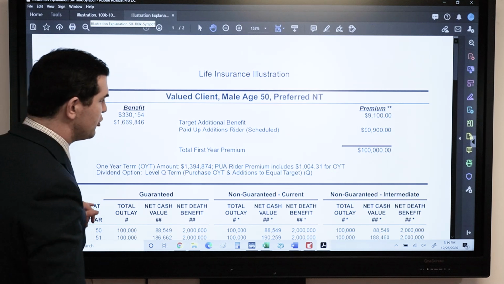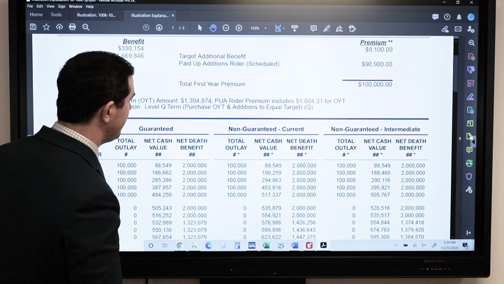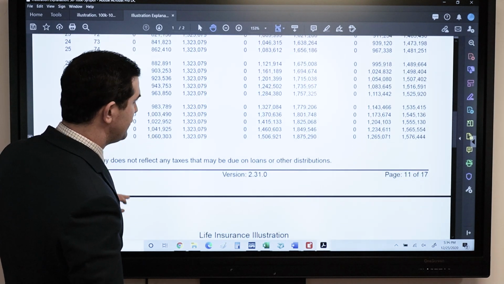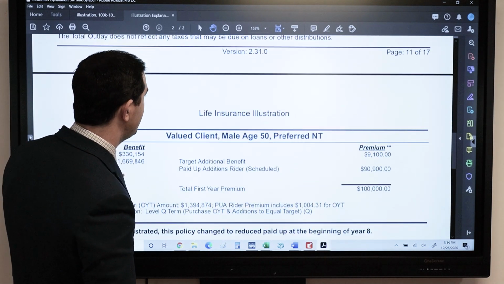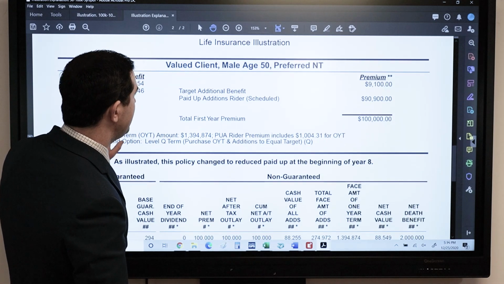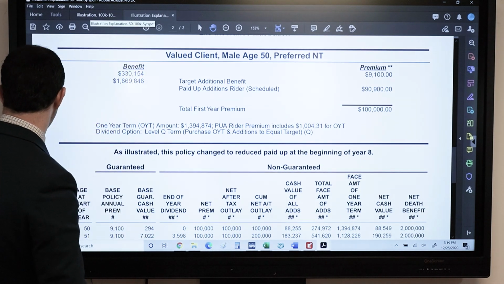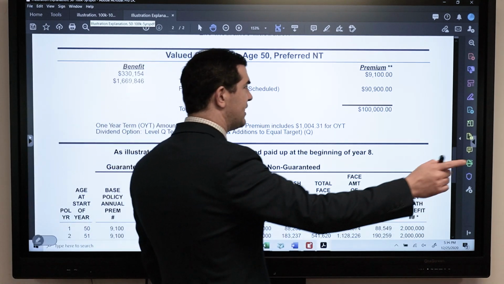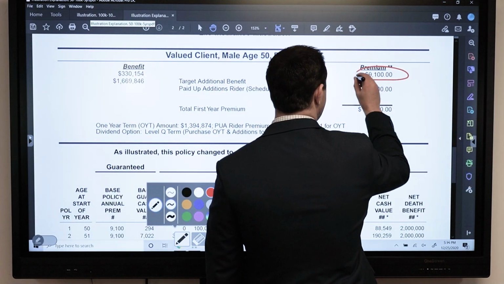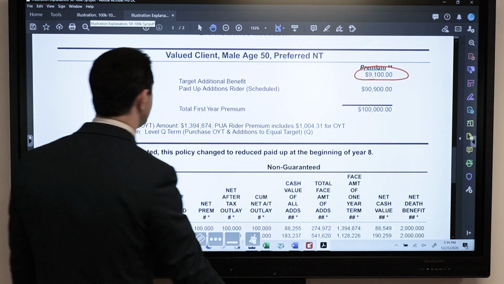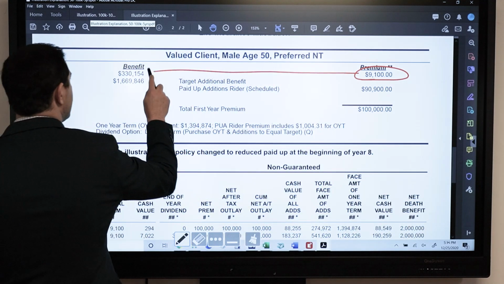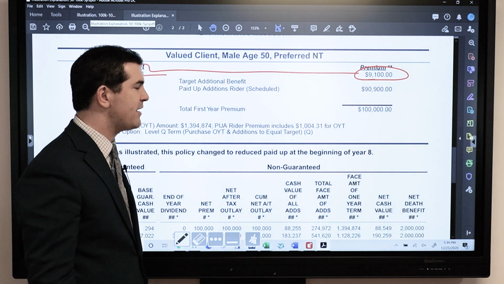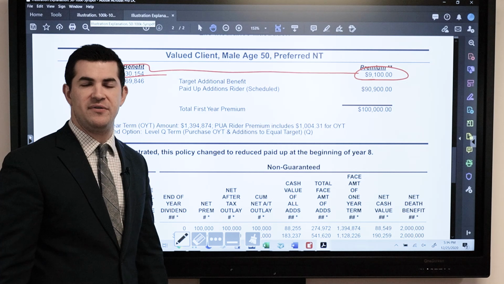All companies are similar, but have things termed a little bit differently. All right. So, different insurance company, same 50-year-old male, but only paying in $100,000 for 5 years. Again, where's the money going? Premium, $9,100, buys him a death benefit of $330,000. That might get him a MEC limit of 14 or 15 grand.